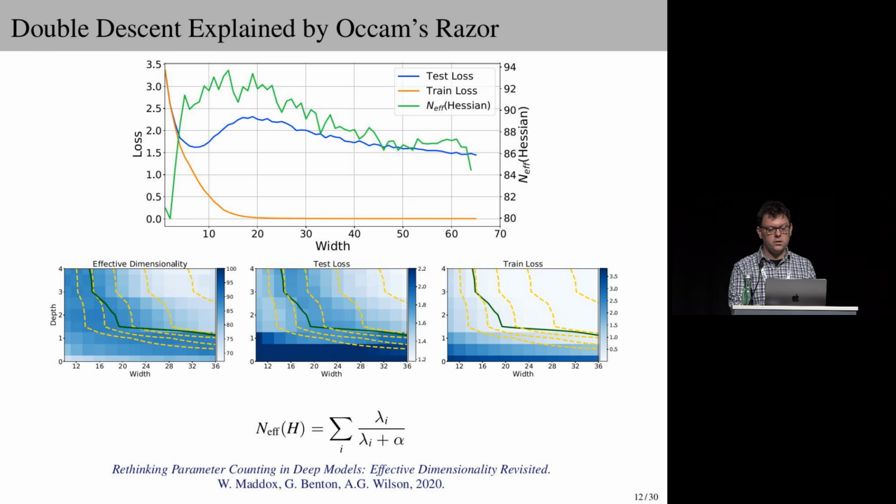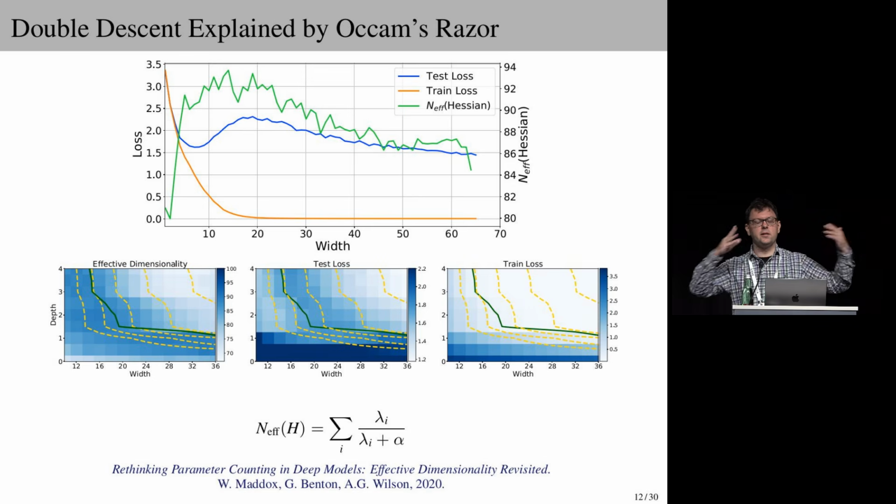So the yellow contours here show models with a constant number of parameters as we vary width and depth. And so we can see, for example, up here, we have lower test loss than we do down here, but we have the same number of parameters. So effective dimensionality is a better way of reasoning about generalization than just pure parameter counting.